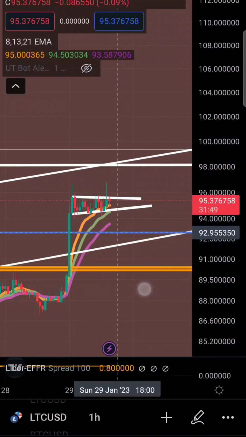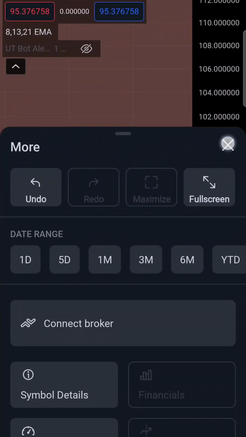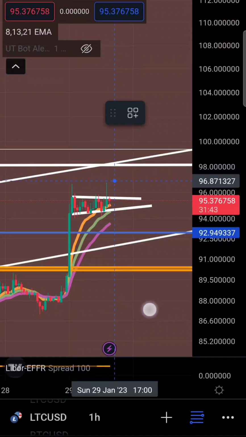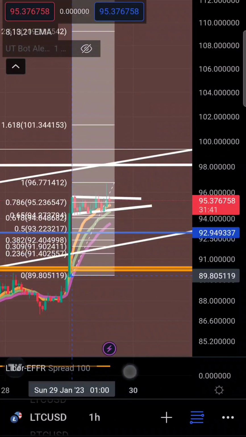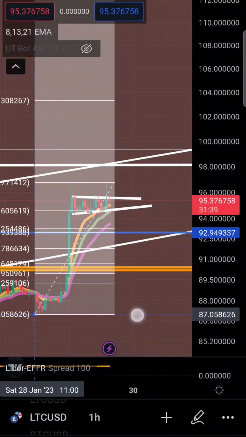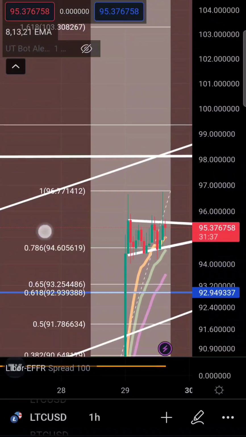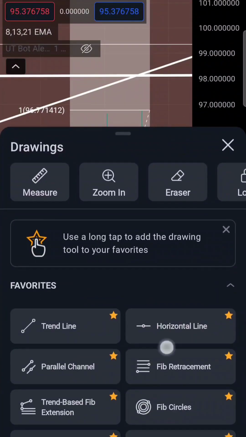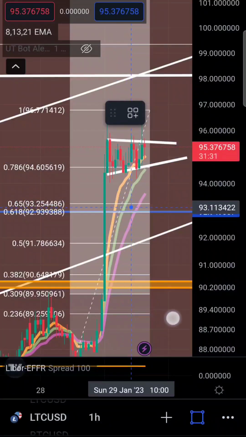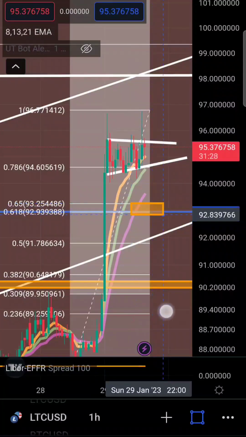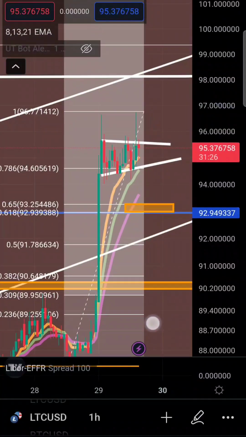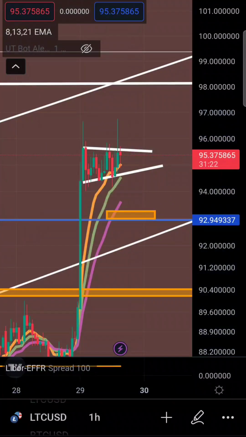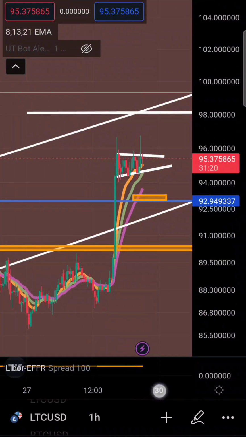Test support first. Now if we do have a small decline, take a Fibonacci from top to this low, and look at that, the 0.618 fib is sitting right on top of the blue line. So that is a small potential for Litecoin to come down from current prices to 92, just to test support. I don't see a major decline unless Bitcoin does something stupid.